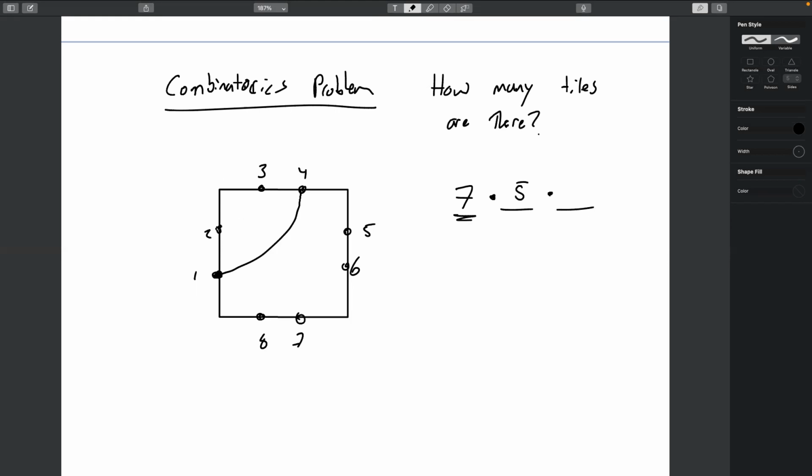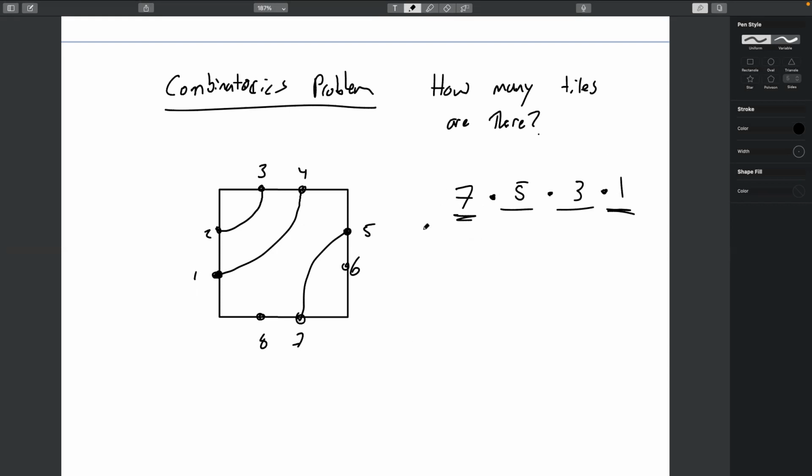Let's say that 2 went to 3. Well, now I already used up 3 and I already used up 4, so let's move on to 5. We're just going in order of what's still available and seeing where it should go. How many options does 5 have? 3. And then in this case, 6, how many options for it? Only 1. So it looks like 7 times 5 times 3 times 1.